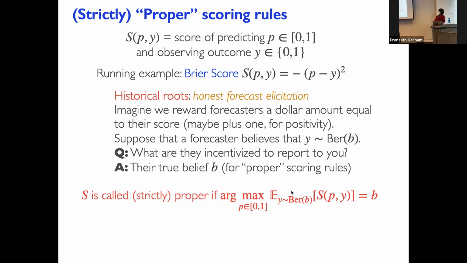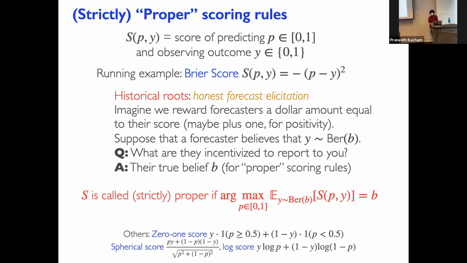There's nothing special about the Brier score particularly, so that's one example that I'll use as a running example. But there are many other proper scoring rules. Here are a few others. There's one called the 0-1 score. Basically, if you predict in the right direction, then it gives you 0 or 1 based on whether you predict in the right direction. That's a 0-1 score. That's proper, but not strictly proper.